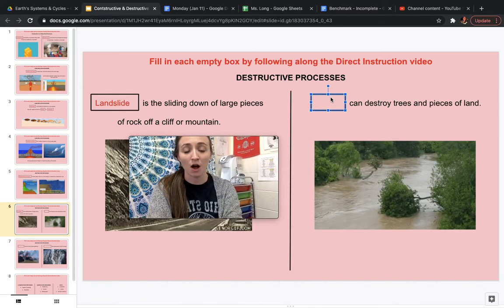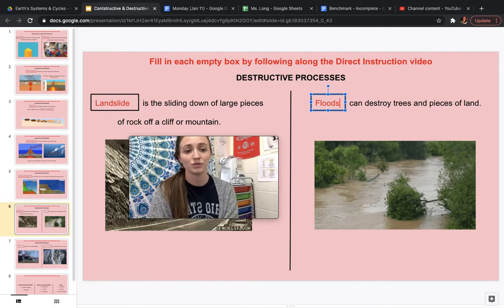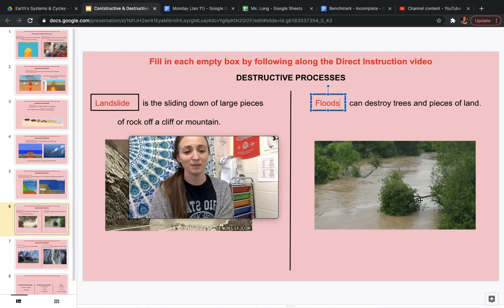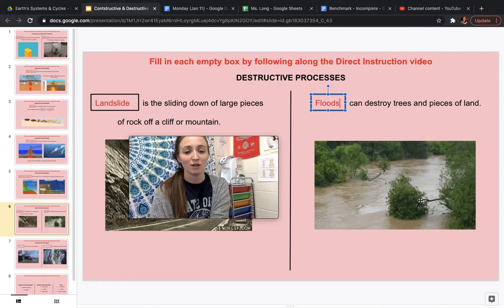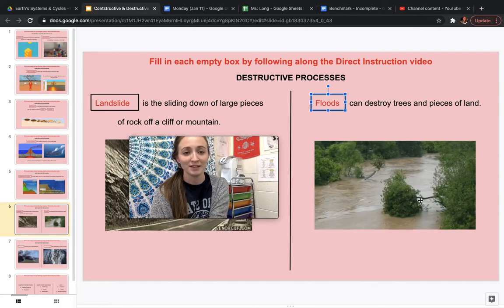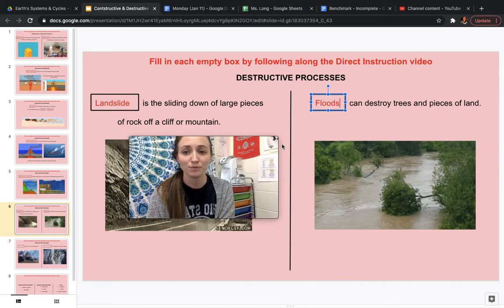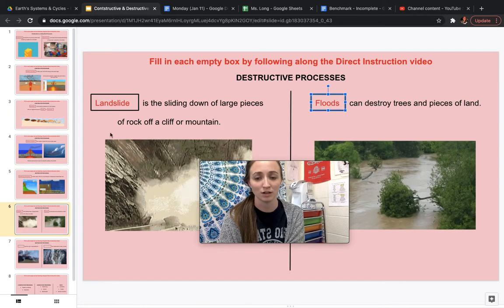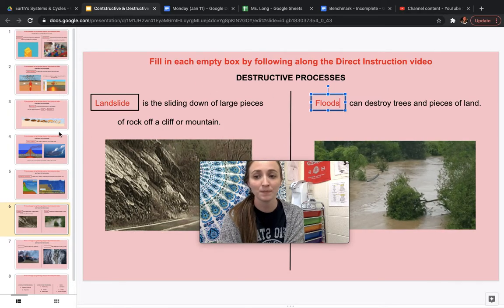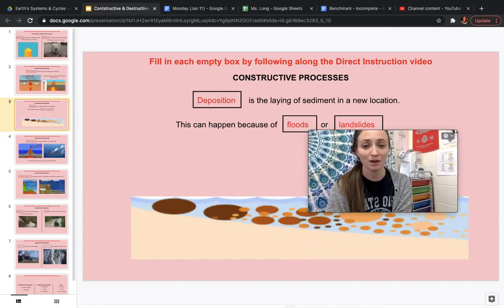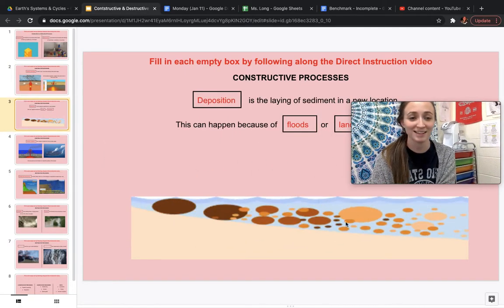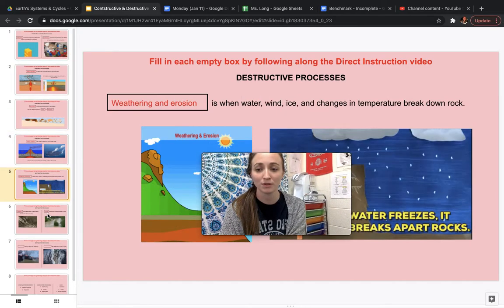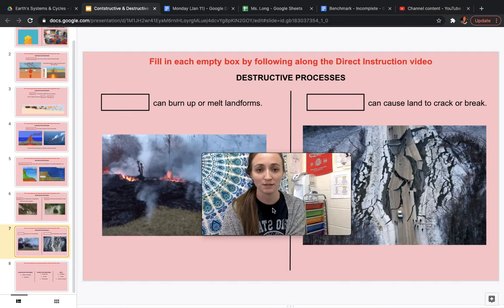Those floods can also be destructive. So if you have a flood come through, like look at this tree, it is being completely destroyed, or it can take out other large pieces of land. So a flood can also be destructive. So landslides and floods can be both constructive and destructive, because here obviously they're being destroyed, but they can help up here in that deposition where they're carrying that sediment to a new place. So floods and landslides are both constructive and destructive.